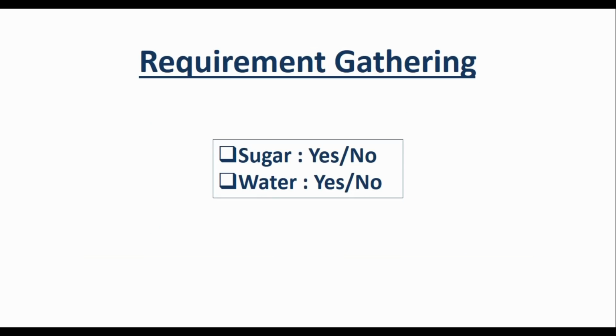Then we have another thing which is requirement gathering. So I have listed down two requirements. First is sugar and second one is water. So if the user doesn't want sugar, then sugar will not be added into our tea. Or if the user wants to have only milk tea, then we are not going to add water into it. Now let's implement this in our code.